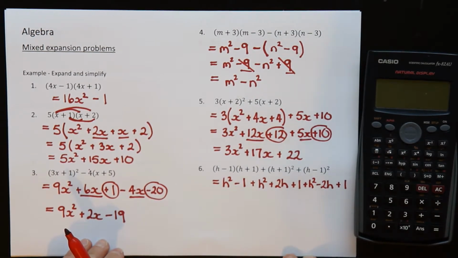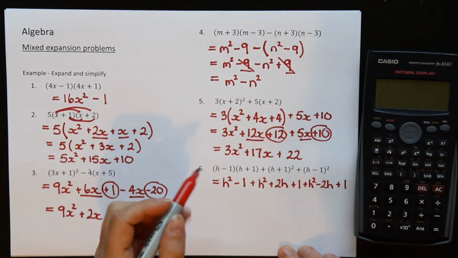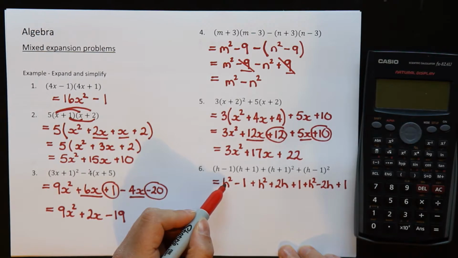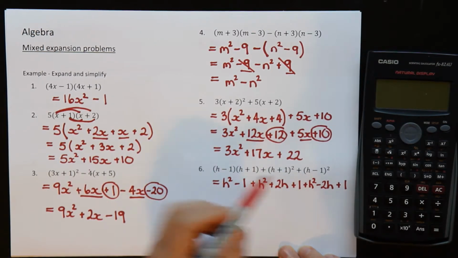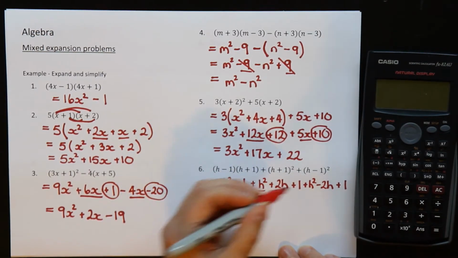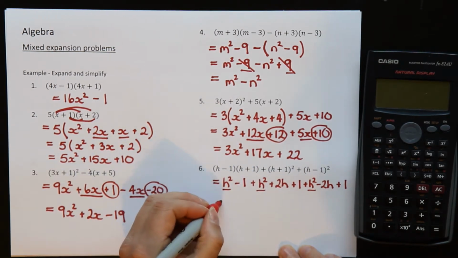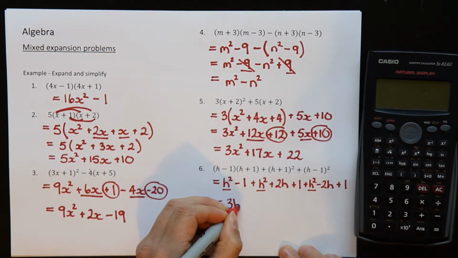Okay, looking for things that we can collect up. H squared, and h squared. Look at that. 1, 2, 3 of them, all positive. So that's going to be 3h squared.